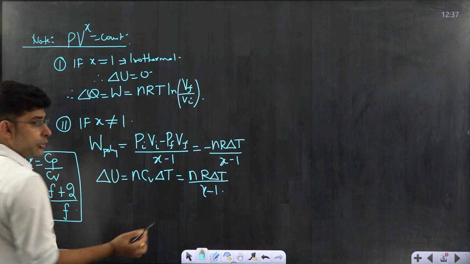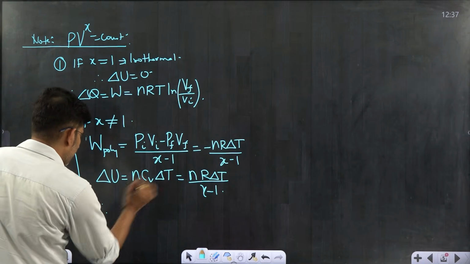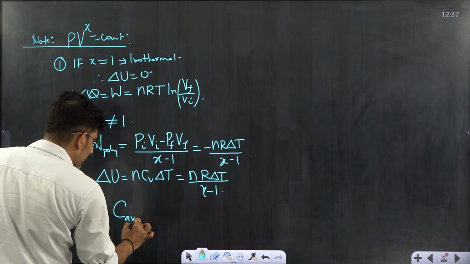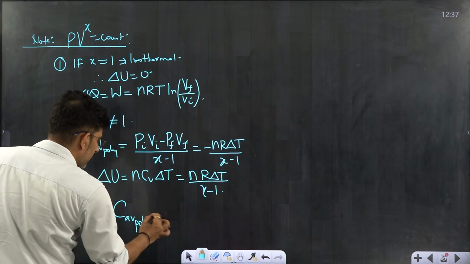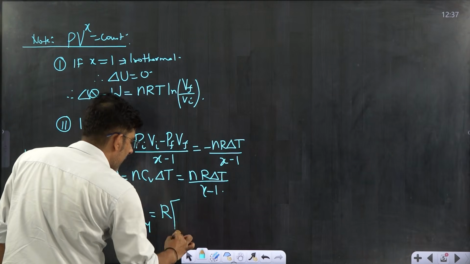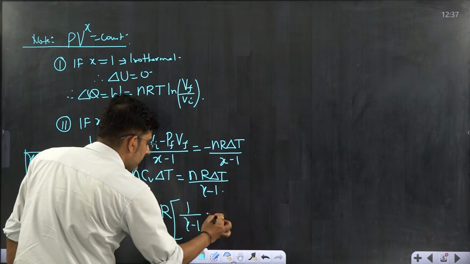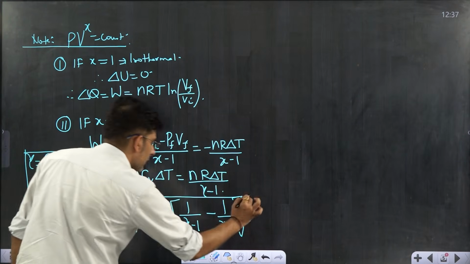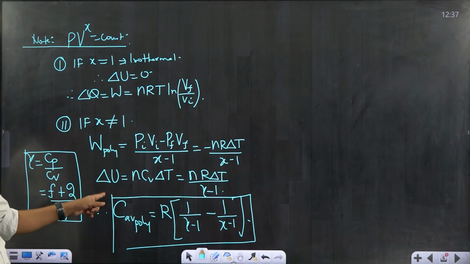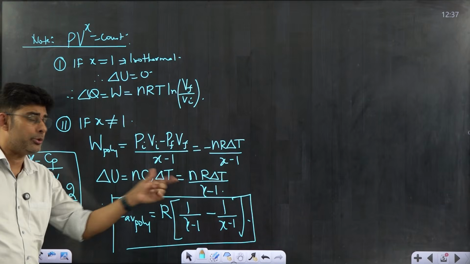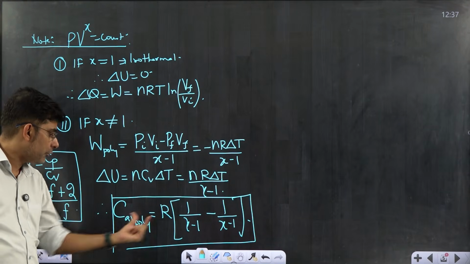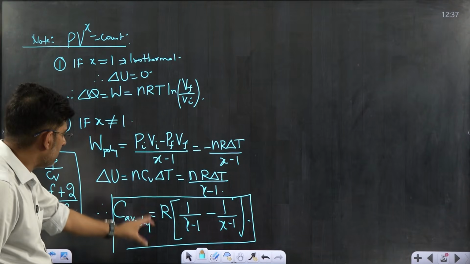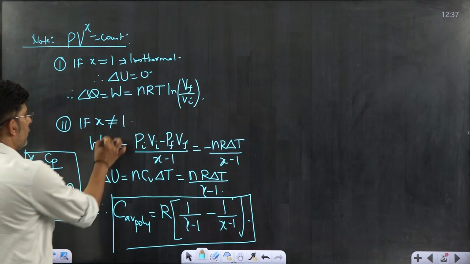So when we add both, you get delta Q. When we add, the C value of the polytropic process comes as R into [1 by (gamma minus 1) minus 1 by (x minus 1)]. Very, very important formula. When you add work done and delta U, you will get delta Q, and delta Q is nC delta T. So from there, delta T cancels, and we get this expression. But this expression is when x is not equal to 1.